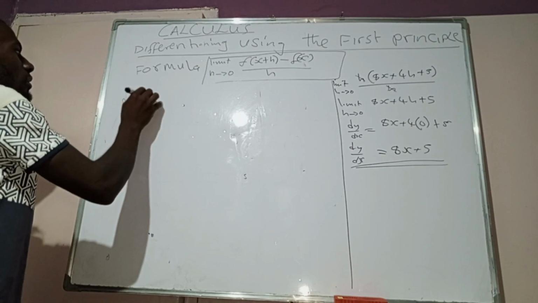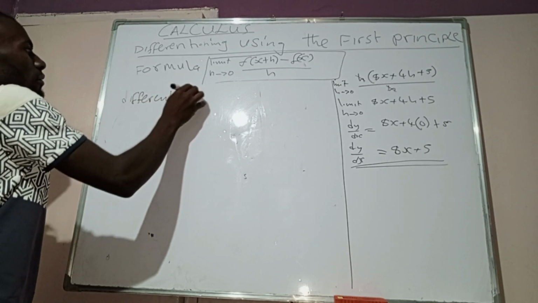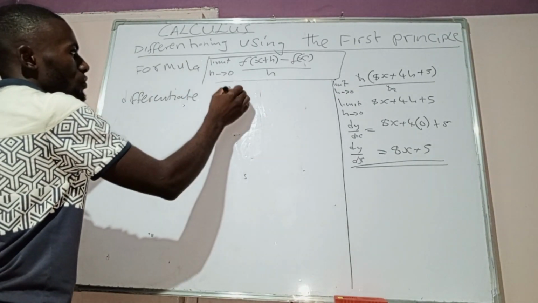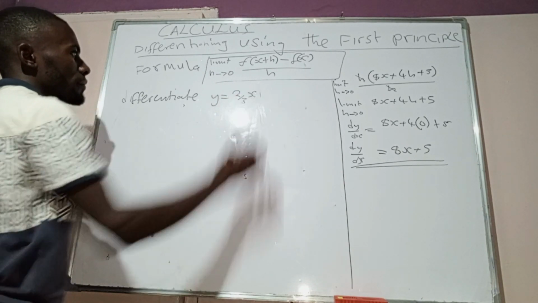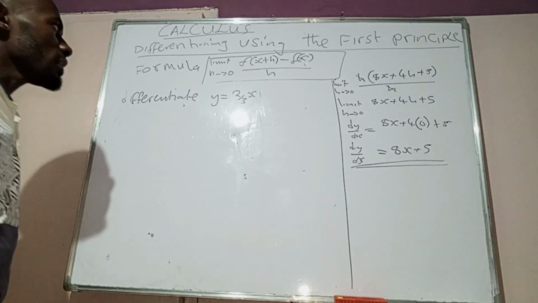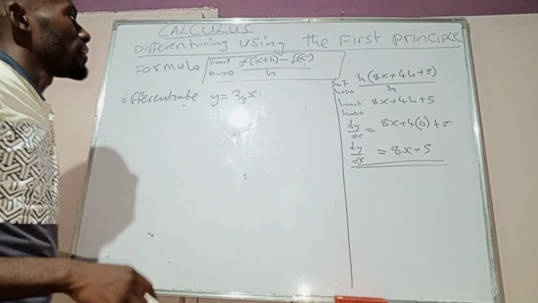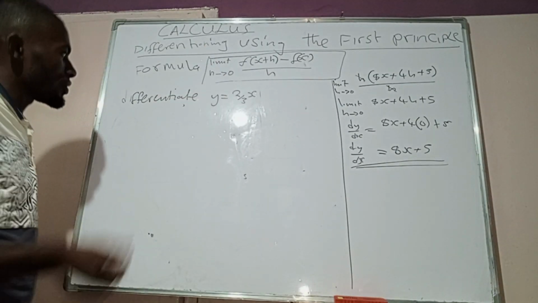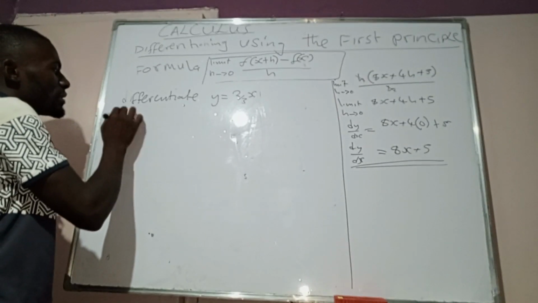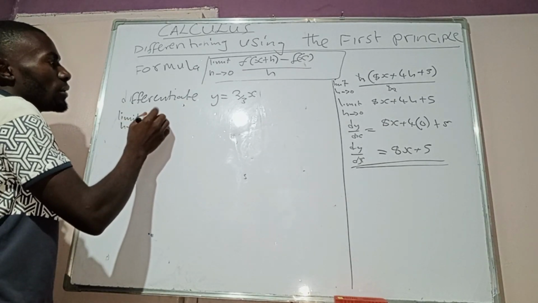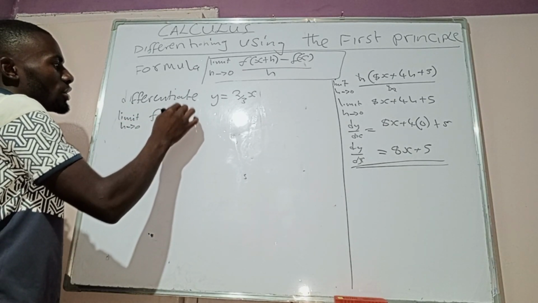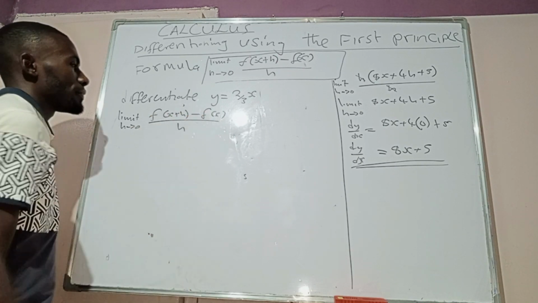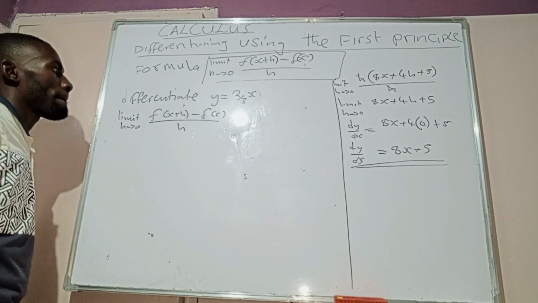They are saying, differentiate y is equal to 2 over 3x. Differentiate y is equal to 2 over 3x. So our usual, you get your formula: limit when h is approaching 0, f of x plus h minus f of x over h. Okay.